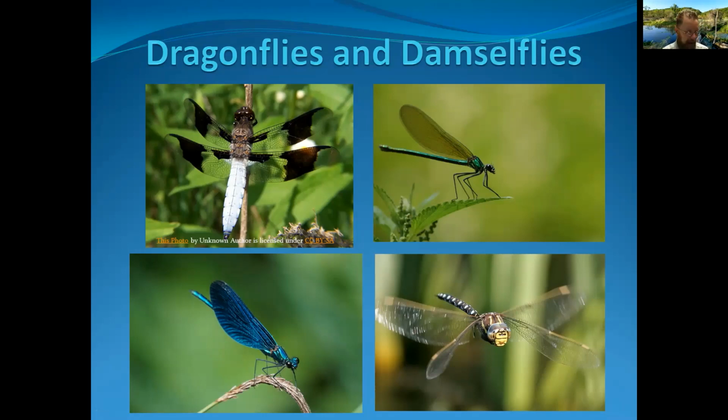And they're expert flyers. They can fly forward, backward, up, down, and they can hover. They even eat and mate while flying. The max speed of our larger dragonflies, they can get up to about 35 miles an hour when they're trying, but 9 miles an hour is their average cruising speed.